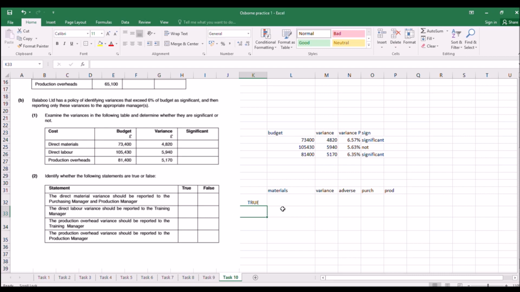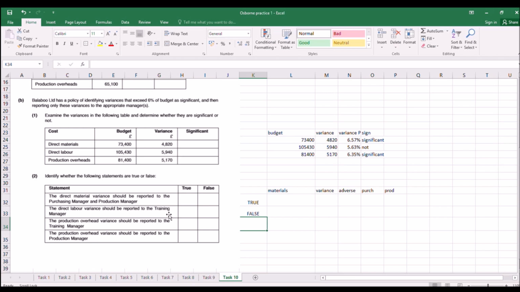In reality, no, probably not really. It's going to be the production manager who's going to be the direct labour variance. Now, actually, the training manager might be an interesting one, because it's not a great question, actually, this one, really. If we were really working in a firm and we were doing this, the direct labour variance probably would be reported to the training manager, because it would inform our training schedule.